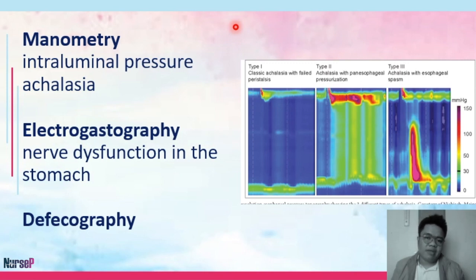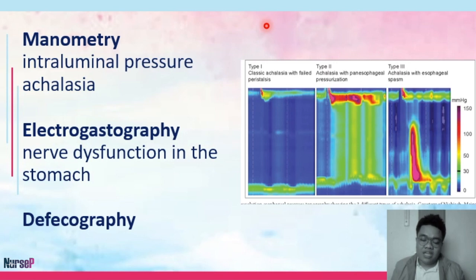Then we have the term electrogastography. Just think of your electrocardiography. Now we have your electrogastography. This is used to evaluate for nerve dysfunction in the stomach. This is used to evaluate gastric motility disorders. Then you have your motor nerve dysfunction in the stomach. So what you're watching there is the innervation of nerves.